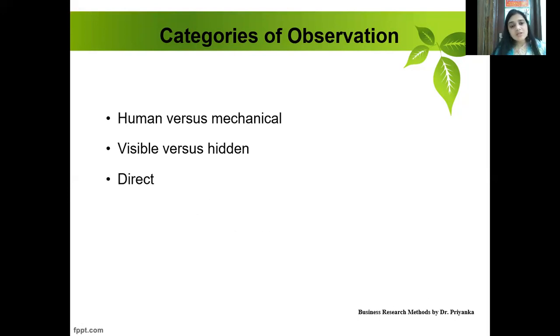Then direct research and contrived research, we will just discuss what these are, just the meaning of them. Then we will be discussing them and their types in detail in another video.